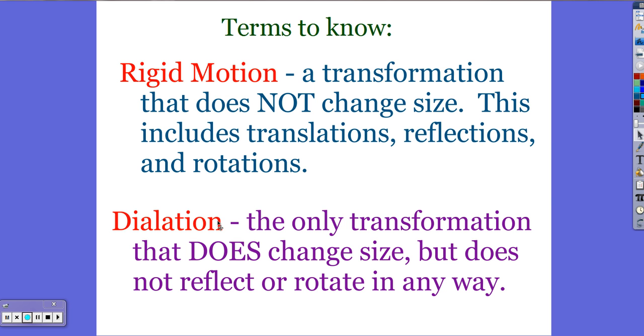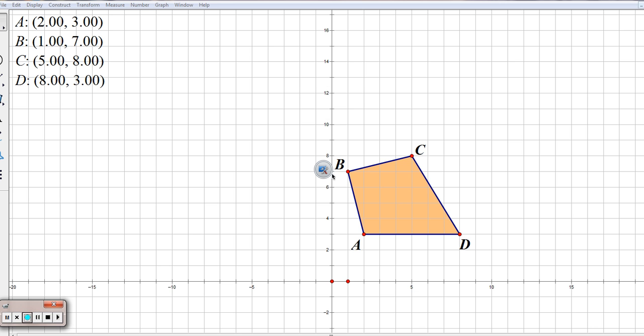A dilation is a transformation that does change size. However, it doesn't have any of the other transformations in it. It's not going to reflect or rotate. It just changes size. So let's take a look at what a dilation does.